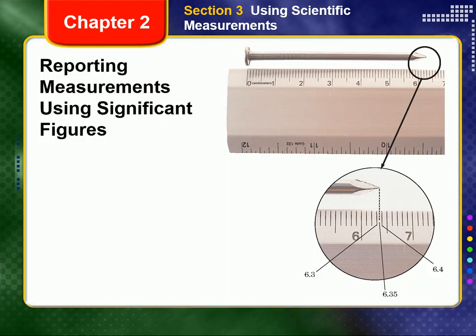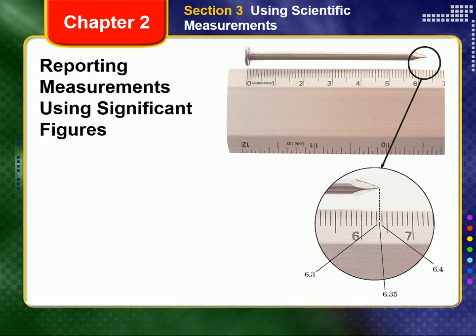For example, in the reported nail length of 6.36 centimeters discussed on page 46 of your text or on the screen now, the last digit, 6, is uncertain. All the digits, including the uncertain one, are significant, however. All contain information and are included in the reported value. Thus, the term significant does not mean certain. In any correctly reported measured value, the final digit is significant but not certain. Insignificant digits are never reported.